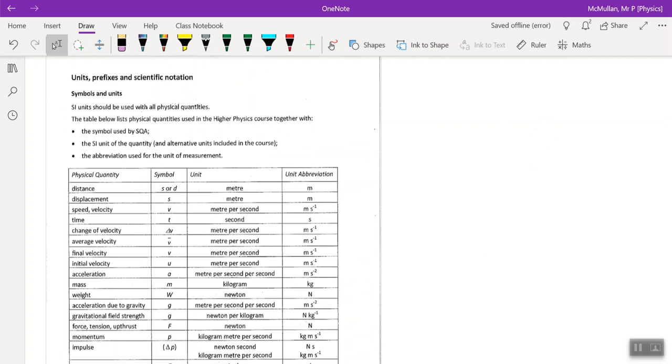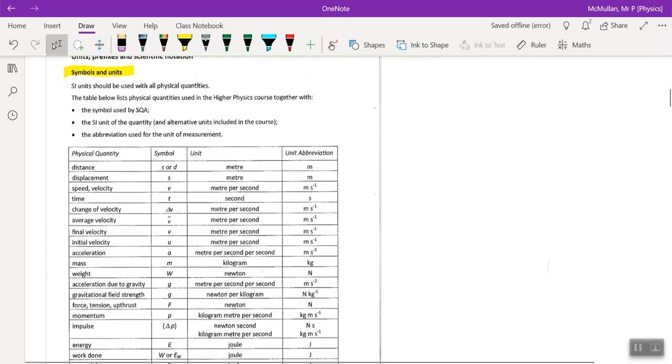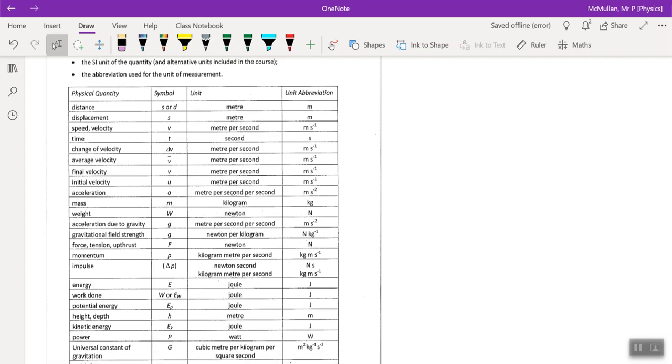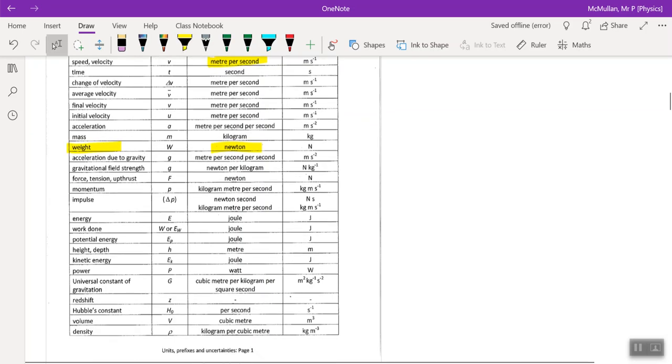So symbols and units are obviously important in physics. You always have to include the correct unit and symbol in your answer or you will lose a mark. This just gives you a sort of index of symbols and units that we use. Some of them you'll be familiar with, for example, displacement and distance, both measured in metres, speed and velocity, metres per second, weight is the Newton. So you can see below there are some new units here that you may not have seen before. For example, impulse. These are just the higher units that you'll end up covering throughout the year.